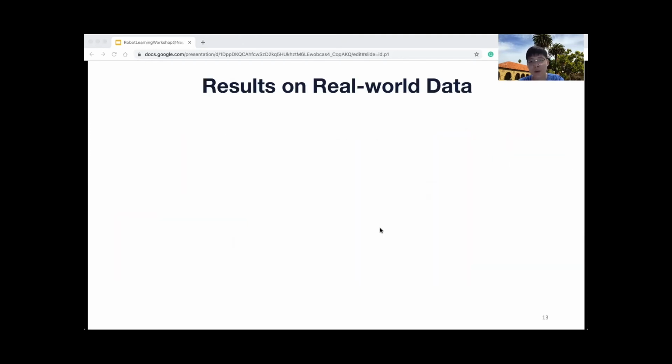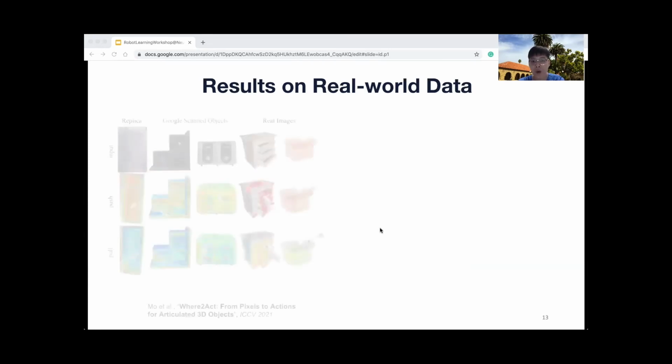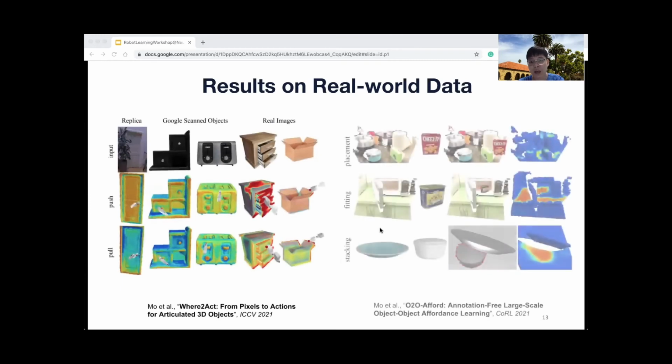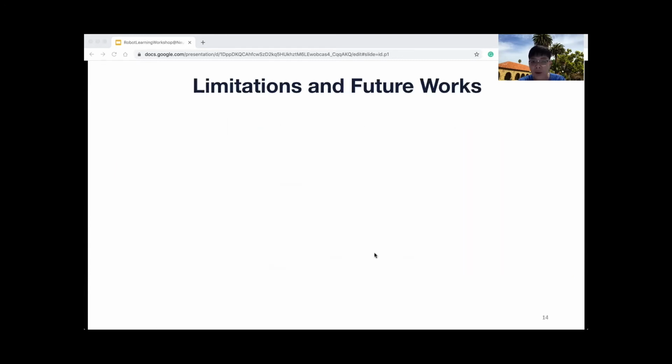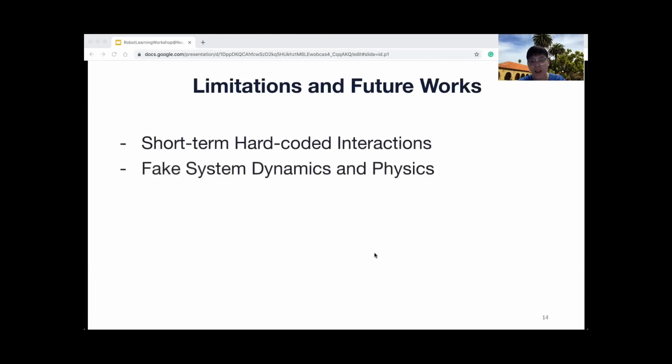We train our model on the large-scale PartNet-Mobility dataset and achieve good results in both works. We also obtained reasonable results when directly testing the models over real-world scans or images. Of course, our works only made a first step towards automating affordance learning without supervision, and there are many limitations for future works to address.